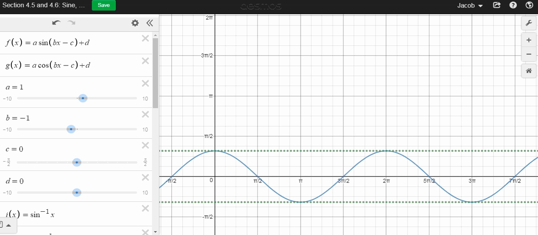Your even is f of x equals f of negative x. Odd is f of x equals negative f of negative x. These were our definitions from back in Unit 1 of even and odd functions. Okay?